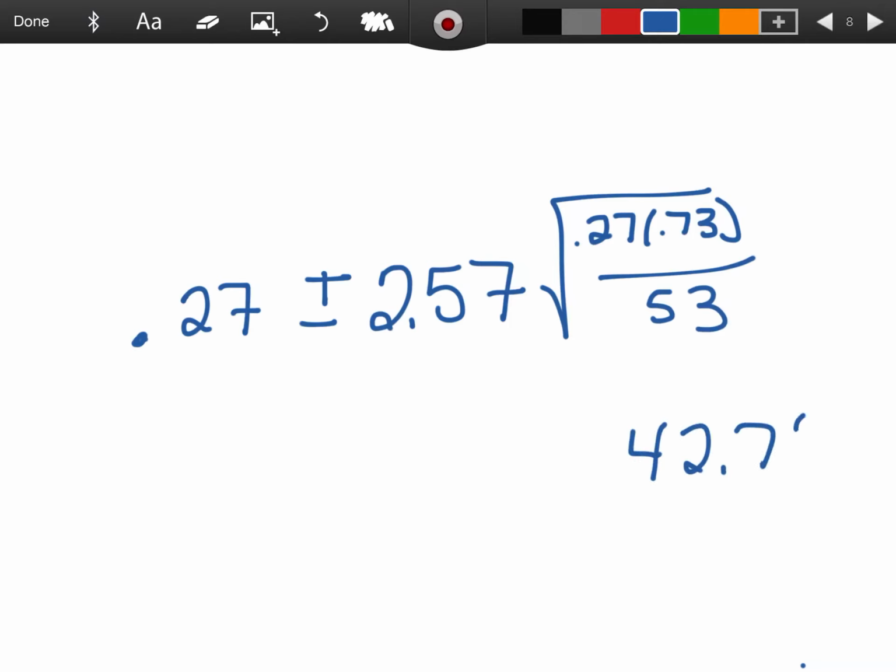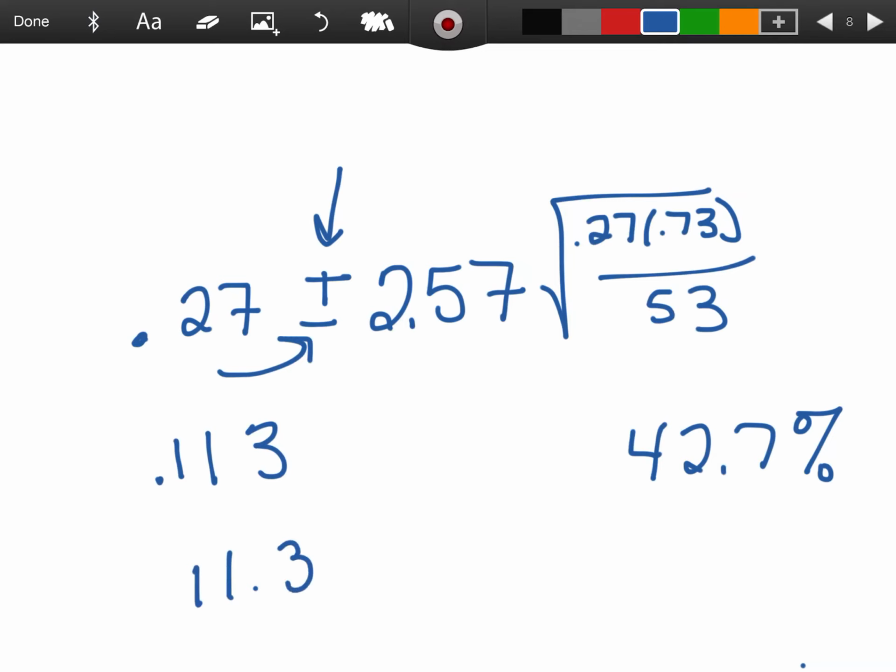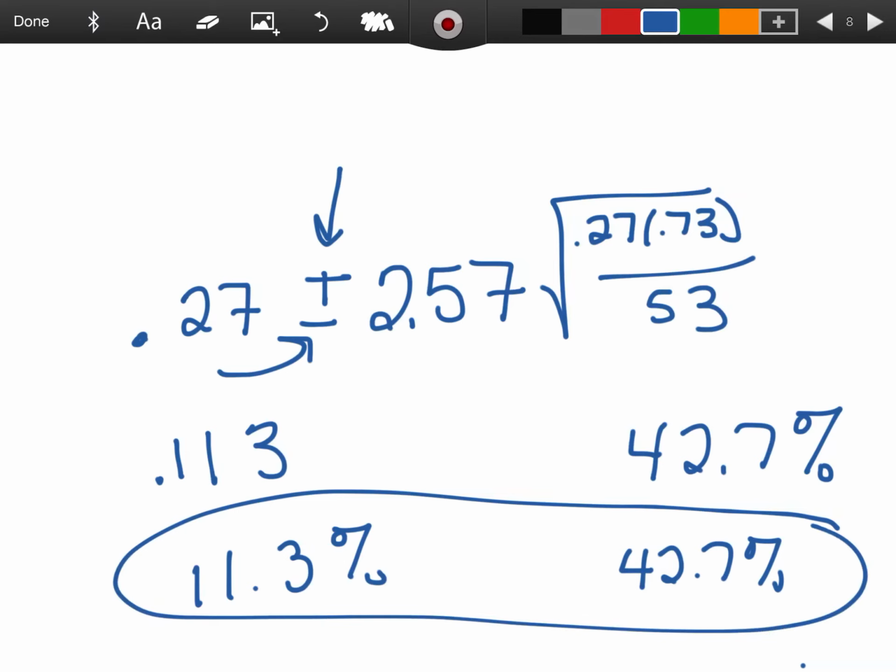And I got 42.7. I'm going to do the exact same thing. I'm just going to push second enter, which pulls up my calculation that I just did. And I'm just going to change that plus sign that I had in there to a minus sign. And I got 0.113. So that is 11.3% and 42.7%. Notice I widened my range.